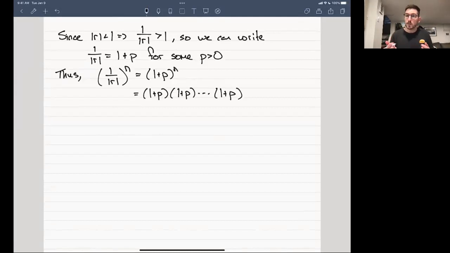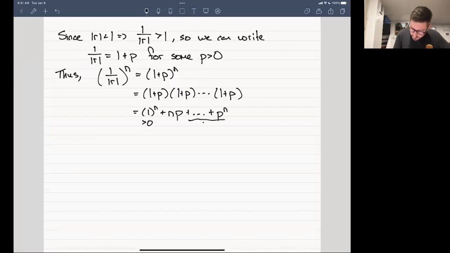Now you do all of this multiplication out. Maybe you want to use the binomial theorem to get the proper expansion, but this is going to give you 1 to the power of n plus n times p plus a whole bunch of other stuff plus p to the n. And I'm tucking everything away on the inside because it doesn't matter. 1 is positive and all of this stuff is positive. So that tells me this is bigger than n times p, right? So it's very, very crude, extremely crude how we're doing this, right? I just want you to see that this thing is a bunch of positive numbers.